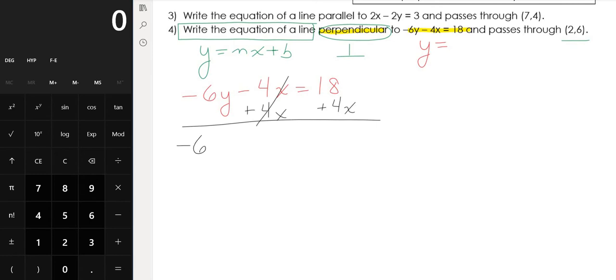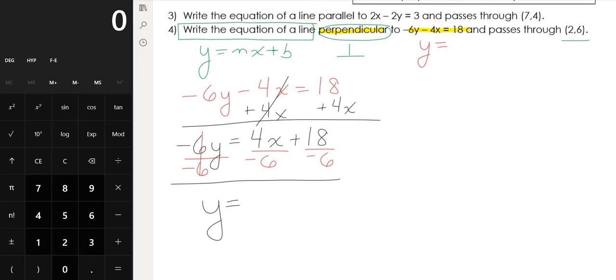Now we have negative 6y equals 4x plus 18. Now we need to get rid of that negative 6, so divide every term by negative 6 to get y by itself. These cancel. So now I have y equals 4 divided by negative 6. Well, 4 is positive, 6 is negative, so I'm going to get a negative number, negative 4 over 6.